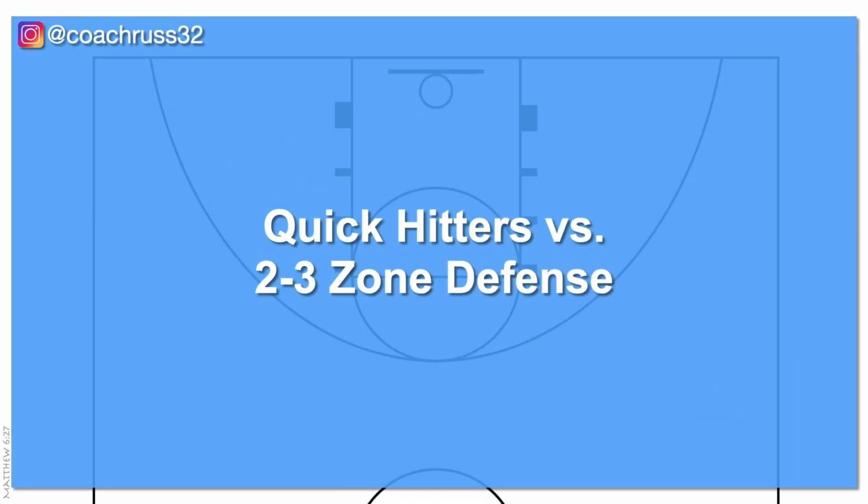Alright, quick hitters you can use against an aggressive 2-3 zone defense. To be clear, these are individual plays and not a continuous offense to run against the 2-3 zone.